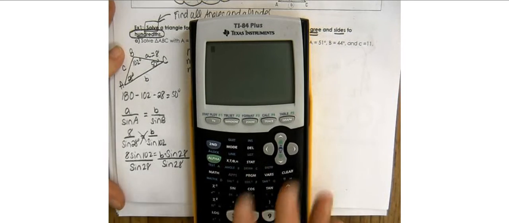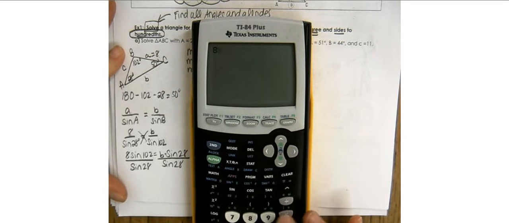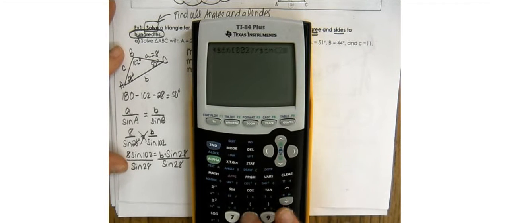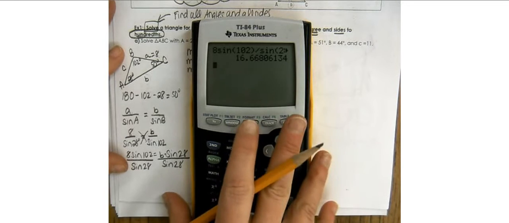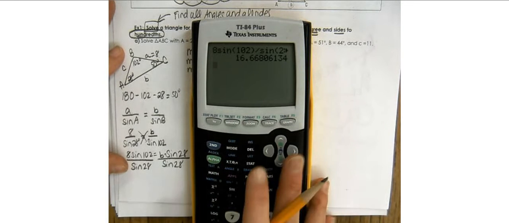I would strongly recommend that you use parentheses, so I'm going to show you how to do that really quick. 8 times the sine of 102, and I'm going to close my parentheses because I'm just taking the sine of 102, and I'm going to divide it by the sine of 28. Closing the parentheses, I end up with 16.67. So I'm going to say 16.67 units is equal to b. So I'm going to write 16.67 units, and I'm going to put units up here next to 8.